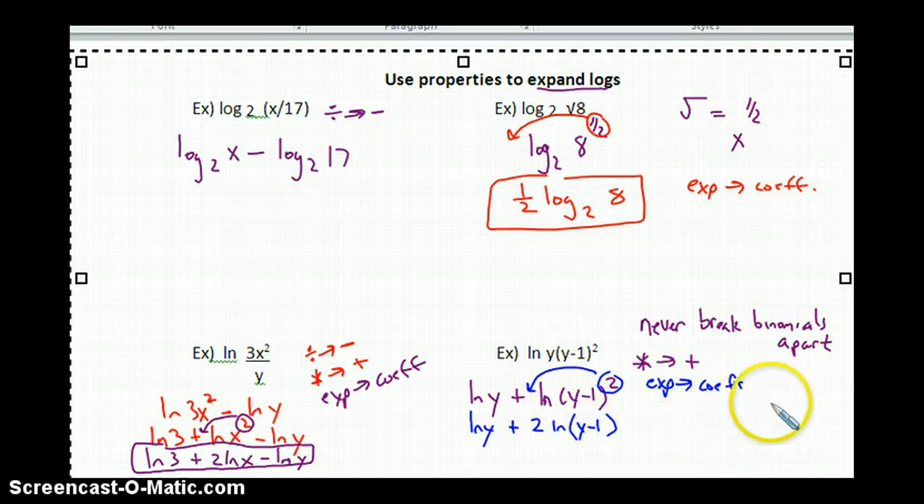So again, a key concept to remember is when we solve problems like this, you never want to take things that are inside of the parentheses, that's a binomial, and pull them apart. You can break apart the multiplication of the binomial like we did to change it to addition, and then you can put the exponent as a coefficient, but never pull apart your binomial. So this would be the final answer for this problem here.